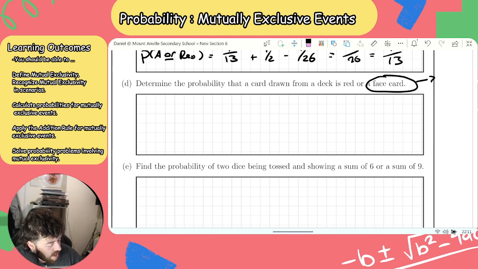So a face card usually just means king, jack, or queen. So a card that has a face on it. Ace is not counted within that. So king, jack, or queen. So red or a face card. So, again, probability of a face card.